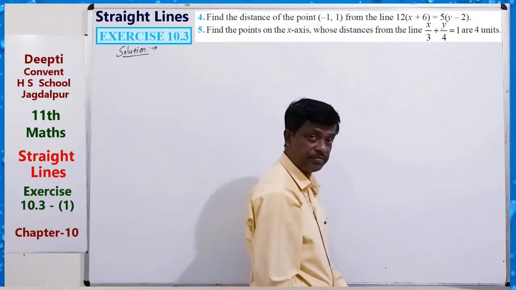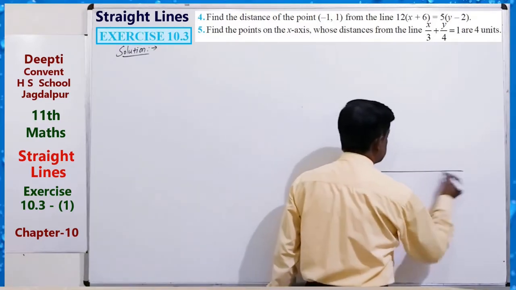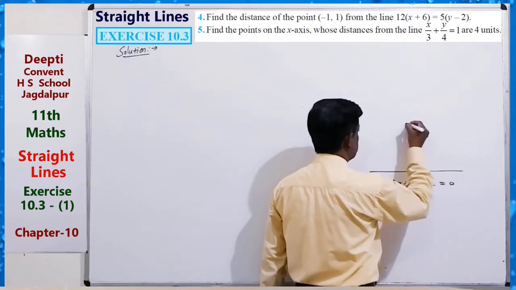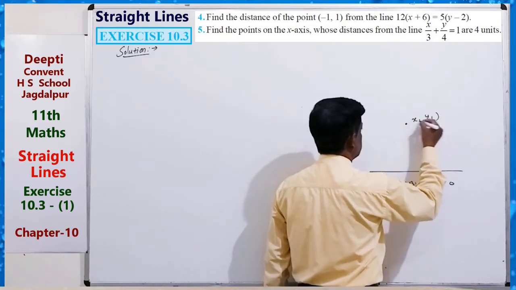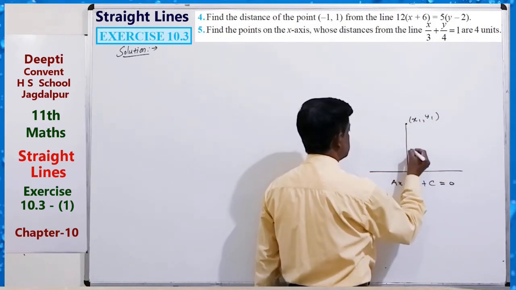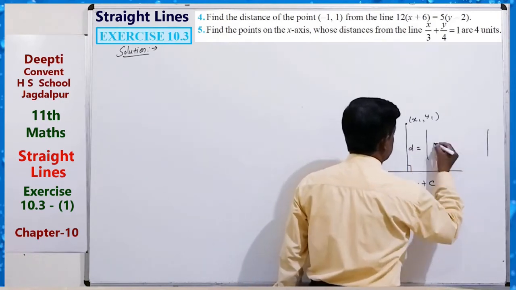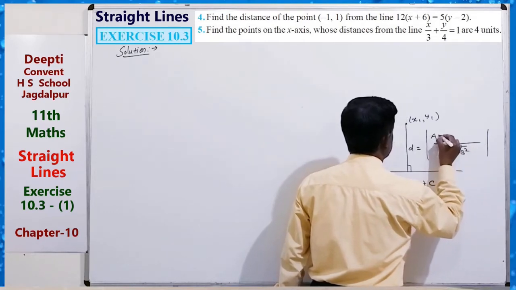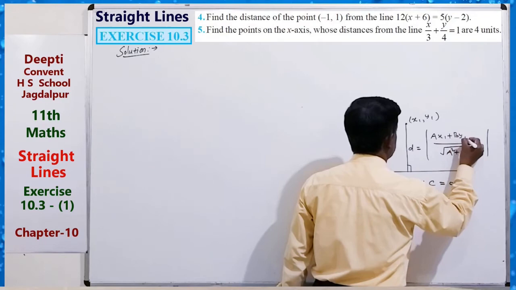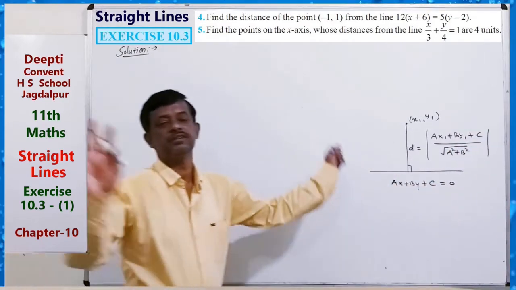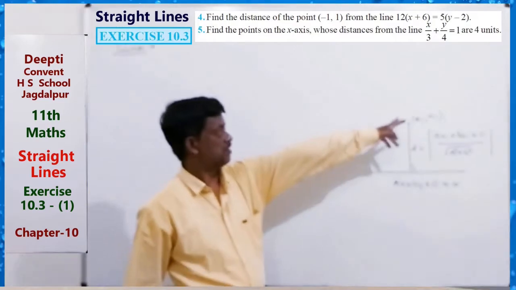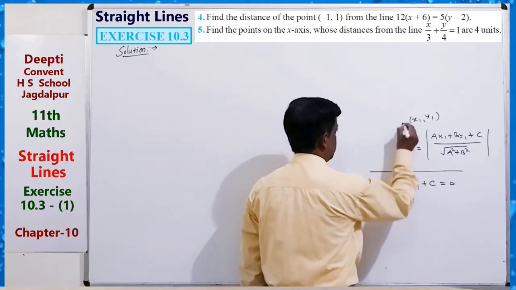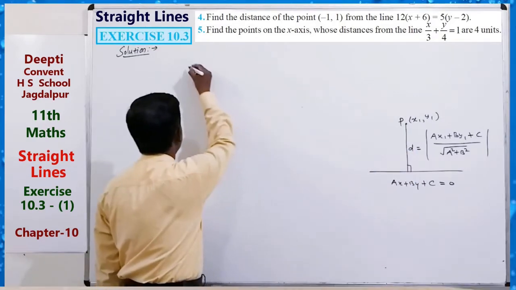The standard form is what? If our line is ax plus by plus c equals 0 and this is the point x1, y1, then we can find this distance d equals the modulus of a x1 plus b y1 plus c, upon root over a square plus b square. This is our distance, for the point x1, y1 and this line. You should write the line first in this form.